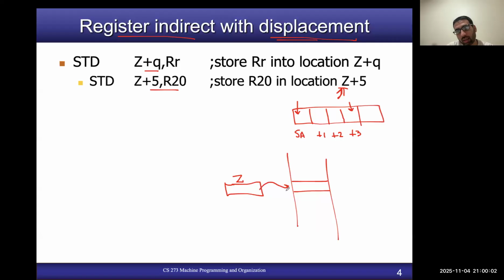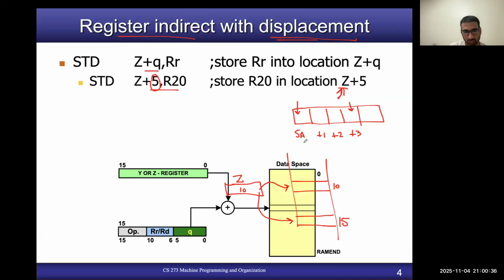Now when you say store R20 in Z plus 5, let's say I'm just saying it is address 10. The address will be changed by 5, so it will now be 15. But Z will remain the same. Only the address will be computed first, 5 will be added to the current address, and then it will be used to access the memory.